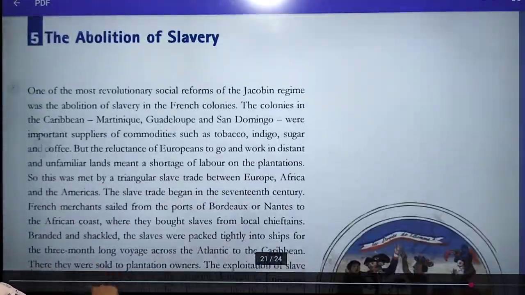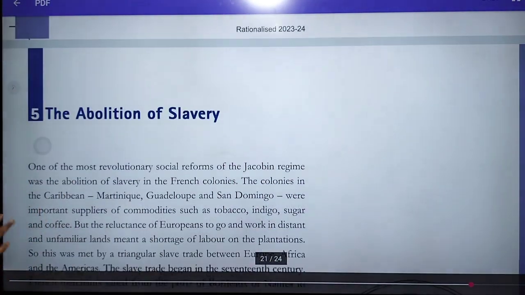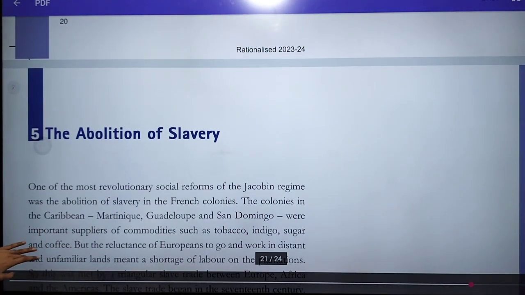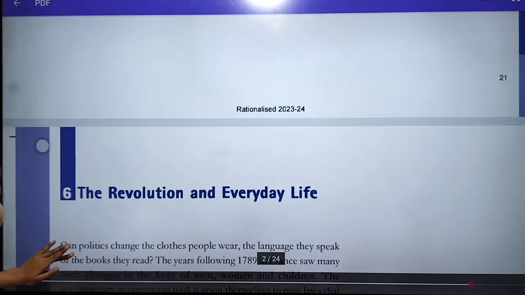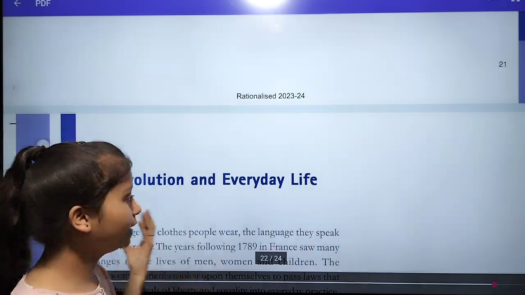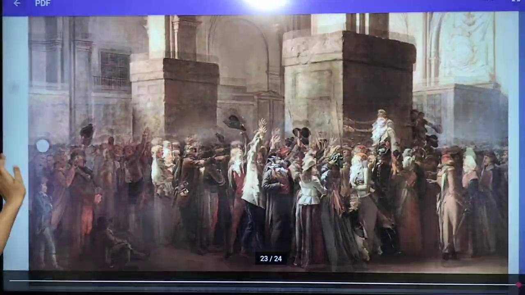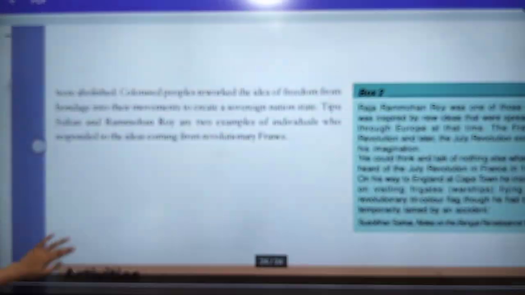I think this one is the abolition of slavery. So this one is the fifth section, and the sixth one is the revolution and everyday life. I think this one is the last.